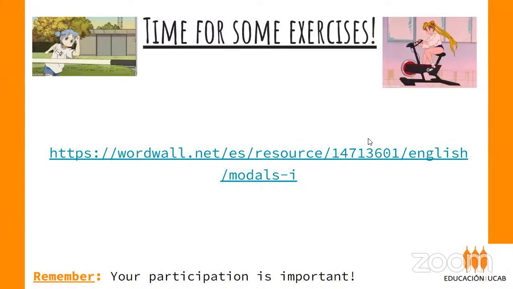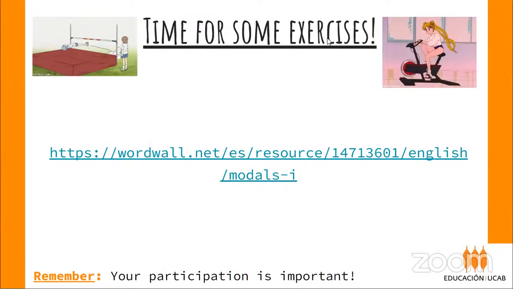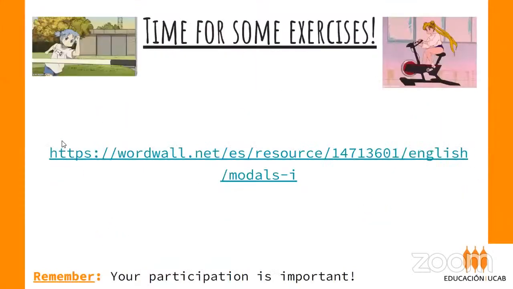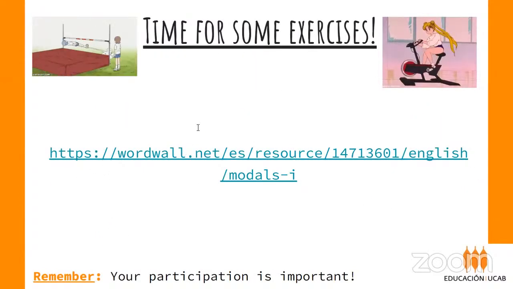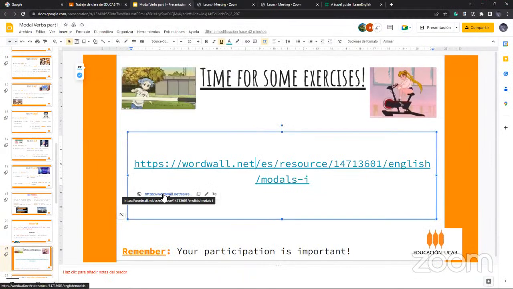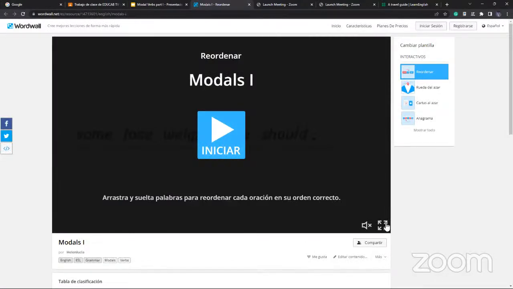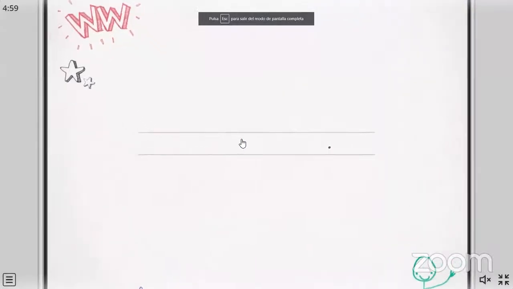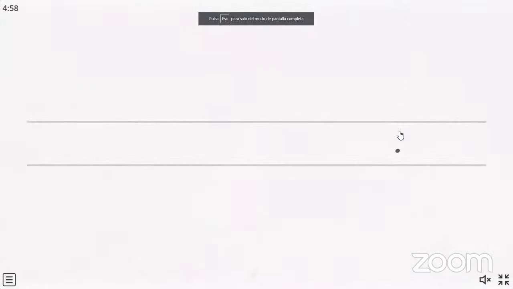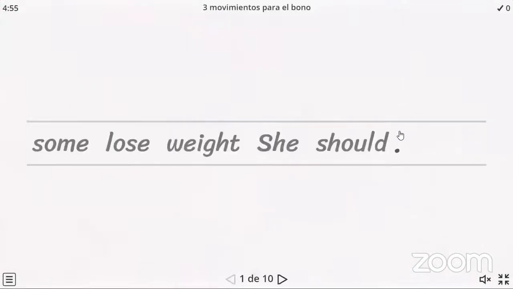Okay, well, now. Oh, go ahead, Karla, sorry. Okay, we have our activity. It's a wordwall. The activity is to reorder the sentence using the modal verbs. We have some that we also saw, so let's do it. Okay, we got this first one. Gabriel, how do you think we can reorder this sentence?